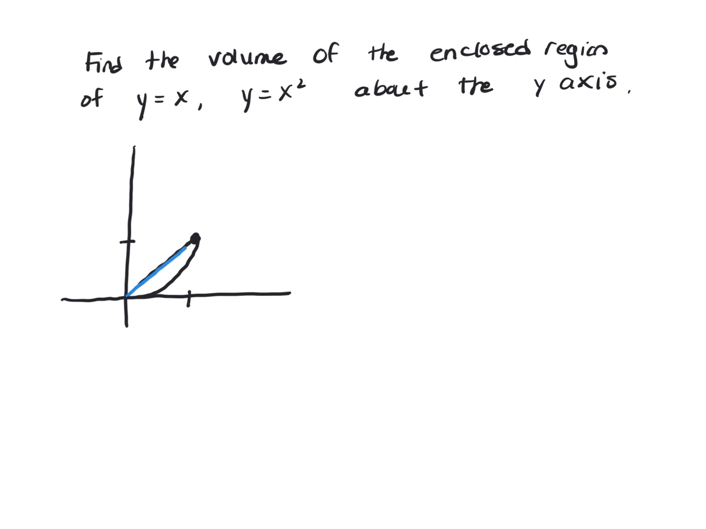And this is y equals x, that's a straight line, and y equals x squared is a parabola. Step 2 is to draw a rectangle or slab, I will call it a rectangle, parallel to the axis of revolution, about the y-axis. So we're going about the y-axis, and I need to draw my rectangle parallel. So I draw it. It's going to be vertical.